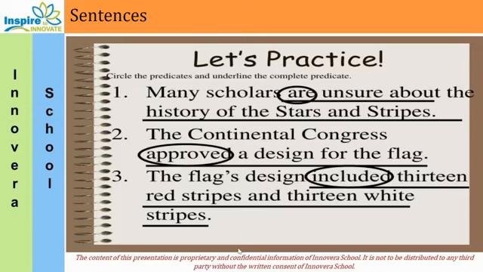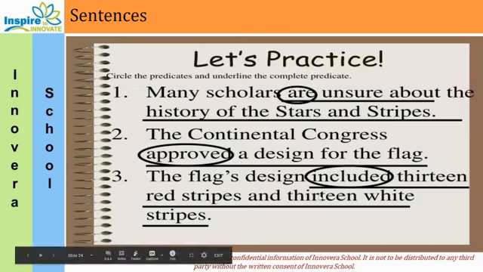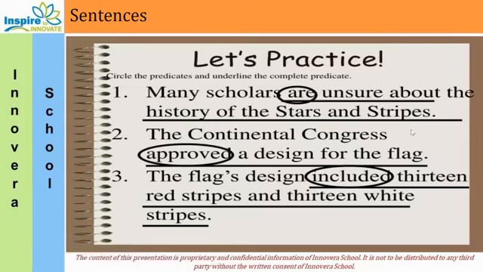So here many scholars is the subject. Now the simple predicate is are, but for the complete predicate, what will you do? Are unsure about the history of the stars and stripes. Fine. So it is telling more about the verb. So here this is the complete predicate.